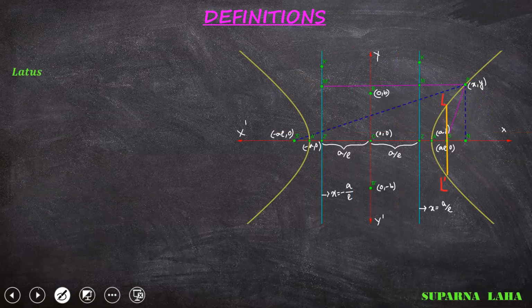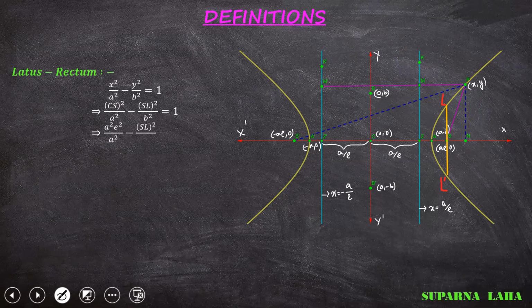Next, latus rectum. So L L dash is called the latus rectum. So let us find the length of this latus rectum. Now L dash is the line. So in the place of x, we can put CS, so (CS) whole square by a square minus (SL) whole square by b square equals 1. Now CS square is a square e square, so a square e square by a square minus SL square by b square equals 1. Now simplify this and find the value of SL.